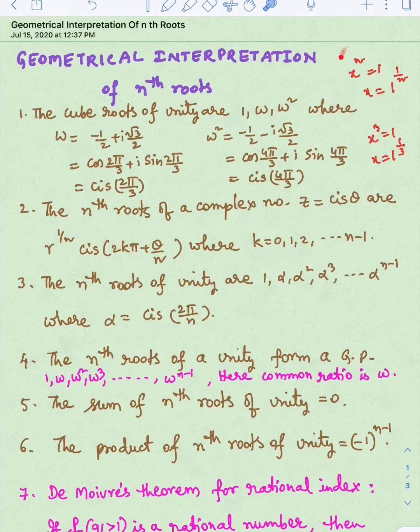Nth root of unity means this first point. That is, x power n is taken as 1, x is equal to 1 power 1 by n. This is called nth root of unity. It has n values. They are 1, alpha, alpha square, alpha cube, up to alpha power n minus 1, where alpha is equal to cis 2 pi by n.